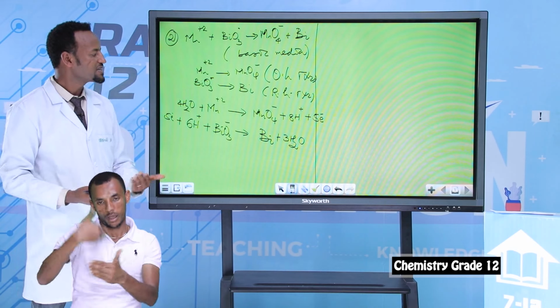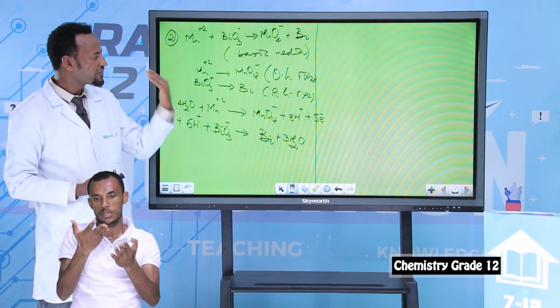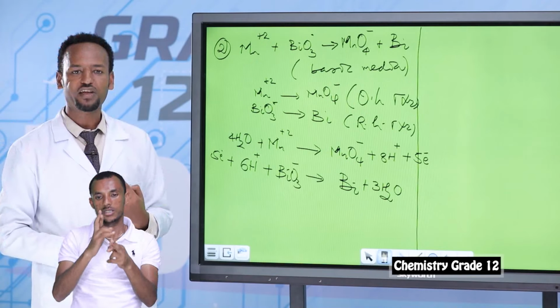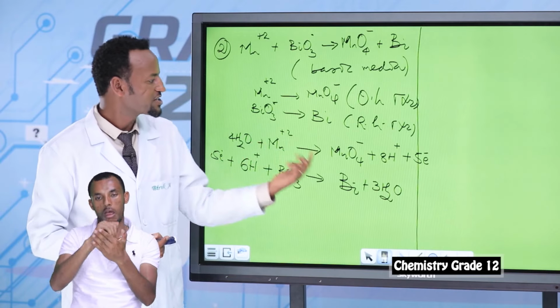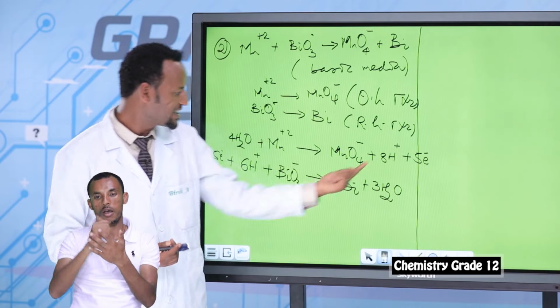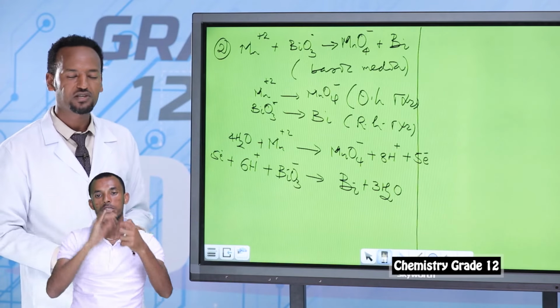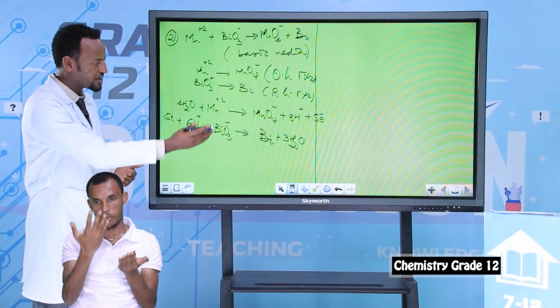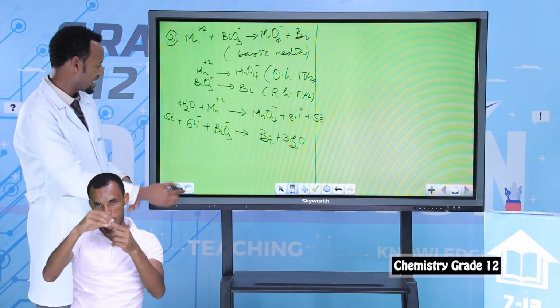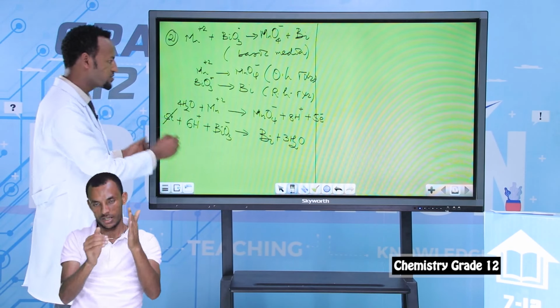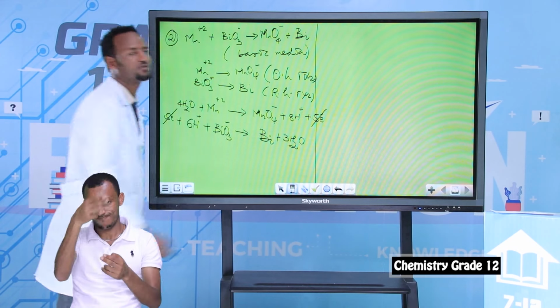The next step is to balance the oxidation half reaction electrons and the reduction half reaction electrons. The oxidation half reaction electron count is 5, and the reduction half reaction electron count is also 5. Already this equation is balanced. The reduction half reaction is balanced, and the oxidation half reaction is balanced. Therefore, 5 electrons cancel by 5 electrons.